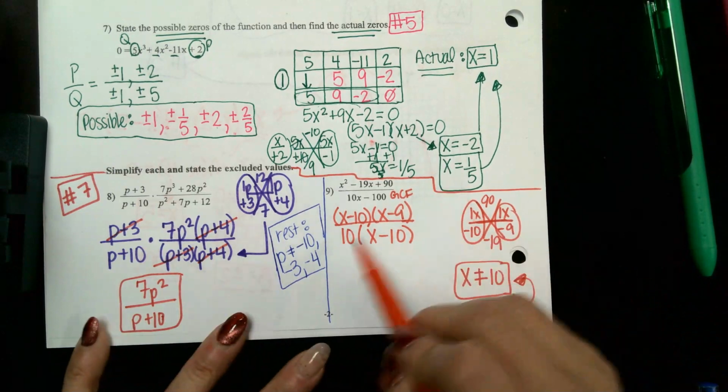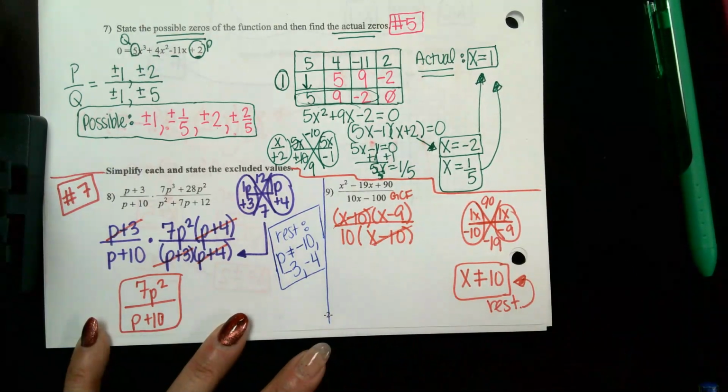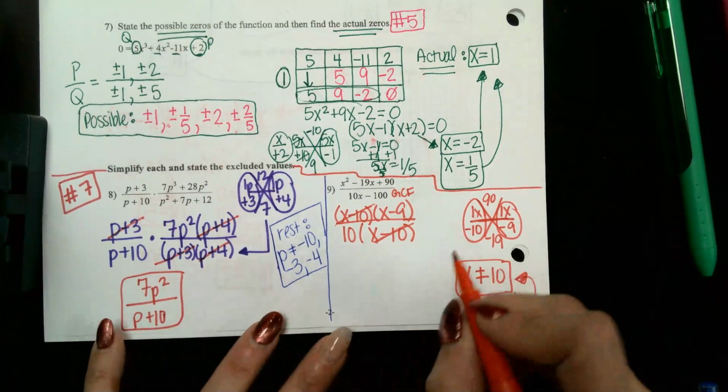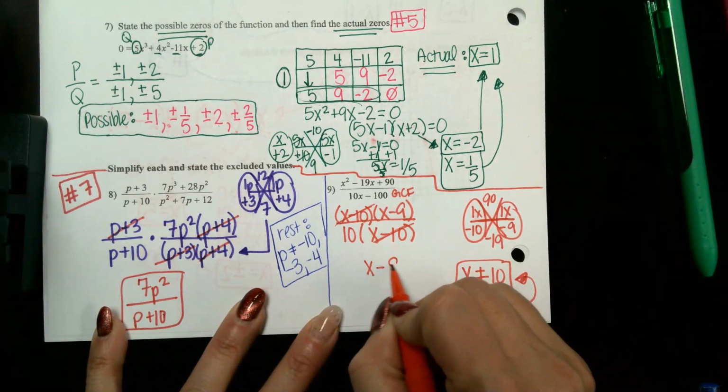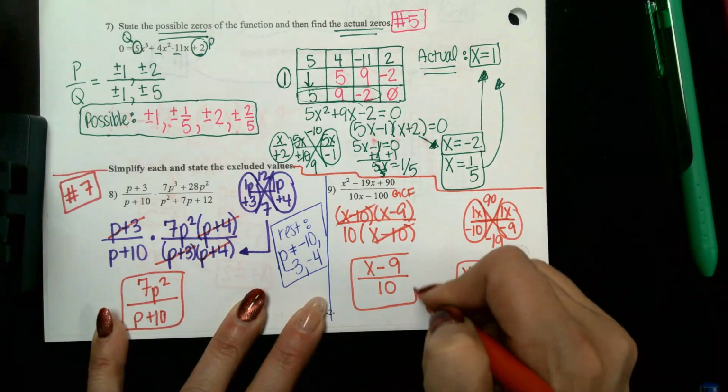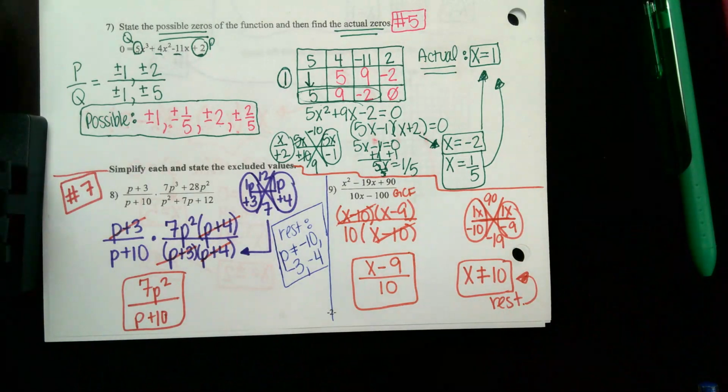And then we could go ahead and cross out x minus 10, right? Which just leaves x minus... I'm going to put these here for now so they're out of my way.